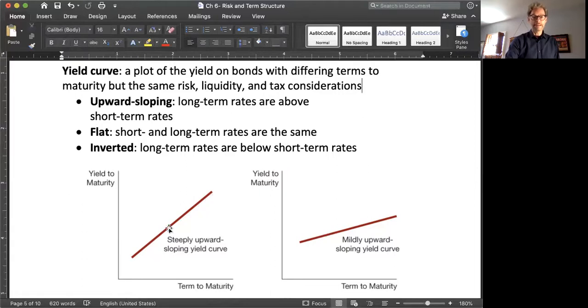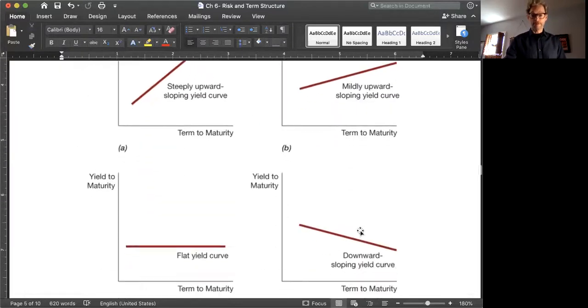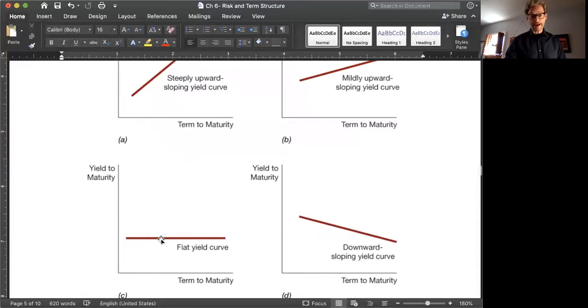Oftentimes, what we typically see is that yield curves are upward sloping. Sometimes they can be steep, like in this example. Sometimes they can be relatively flat. So what does this mean? It means that in general, long-term bonds pay higher yields than short-term bonds. However, it's also possible that we could observe a flat yield curve, meaning that occasionally there's very little difference across bonds when it comes to maturity.